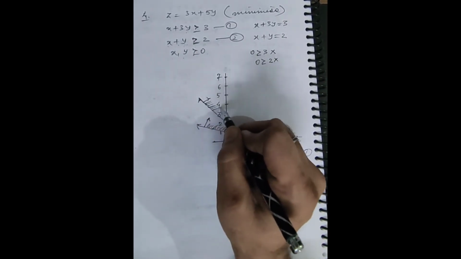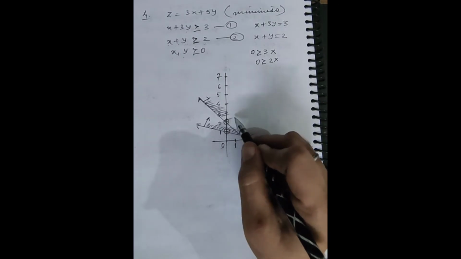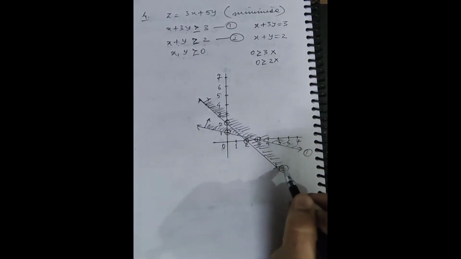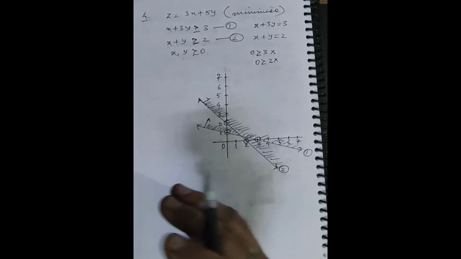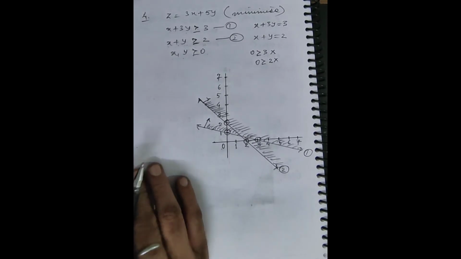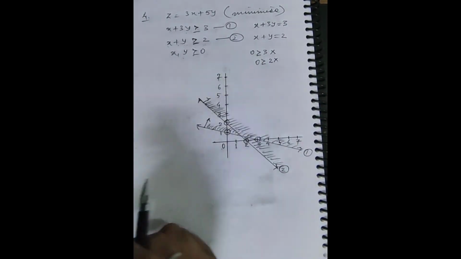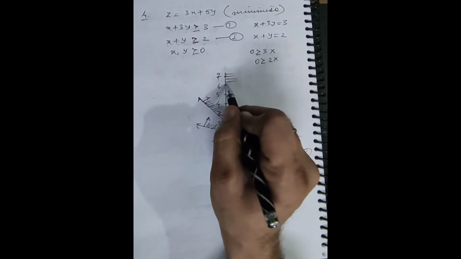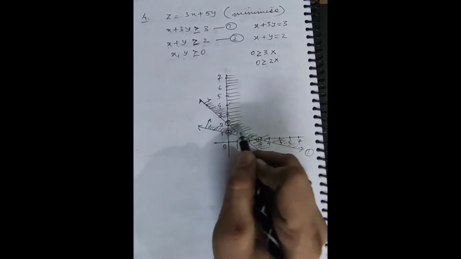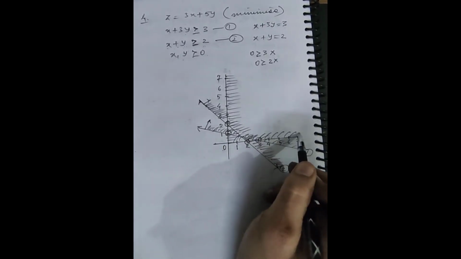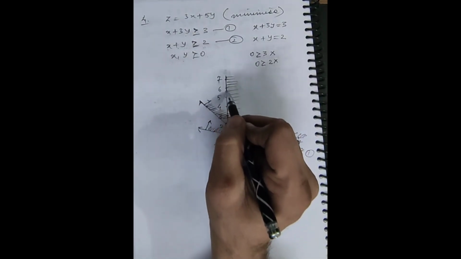So whenever you are not confident about shading, you can check 2-3 points. Because points on the same side of a straight line will show the same nature, and all points on the opposite side will show the same nature. Also, we have x and y greater or equal to 0, so we have to shade this quadrant.